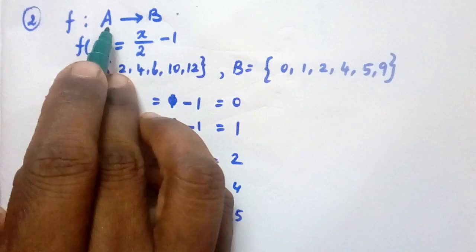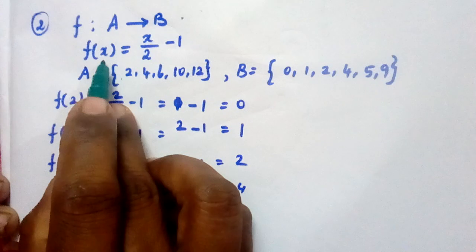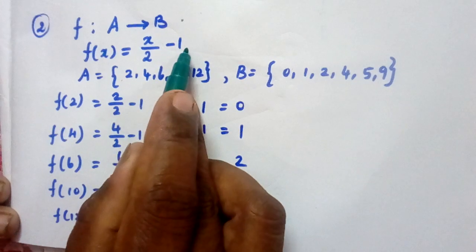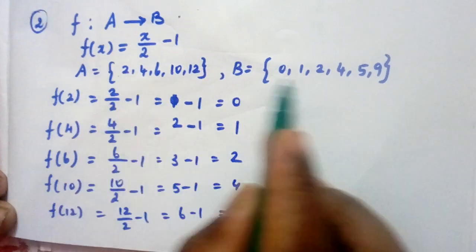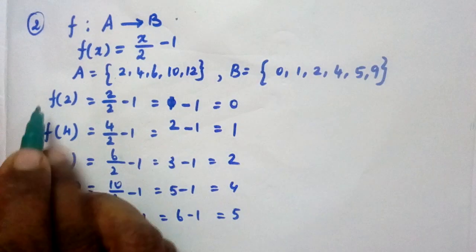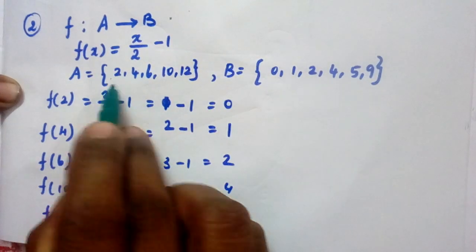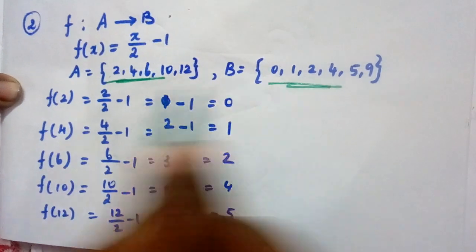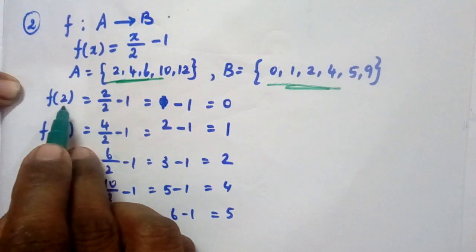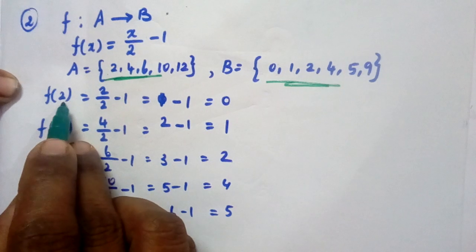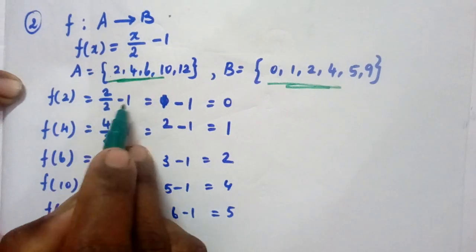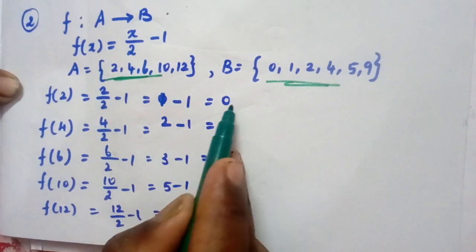Given function f from A to B. The given condition is f of x is equal to x by 2 minus 1. The sets A and B are separately given. We have to substitute the values. This is x, this is f of x. So now we have to substitute the values. Instead of x, first 2. 2 by 2 minus 1: 2 by 2 is 1, 1 minus 1 is 0.